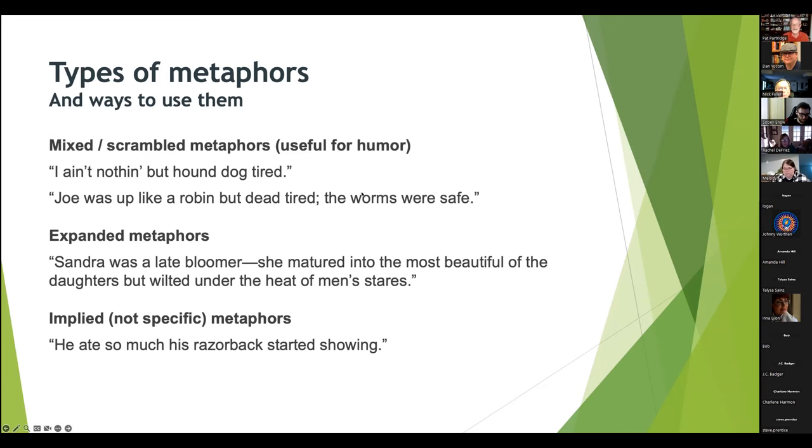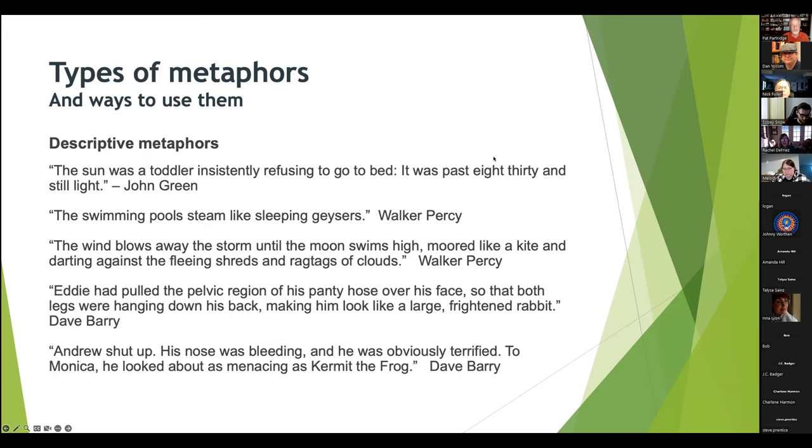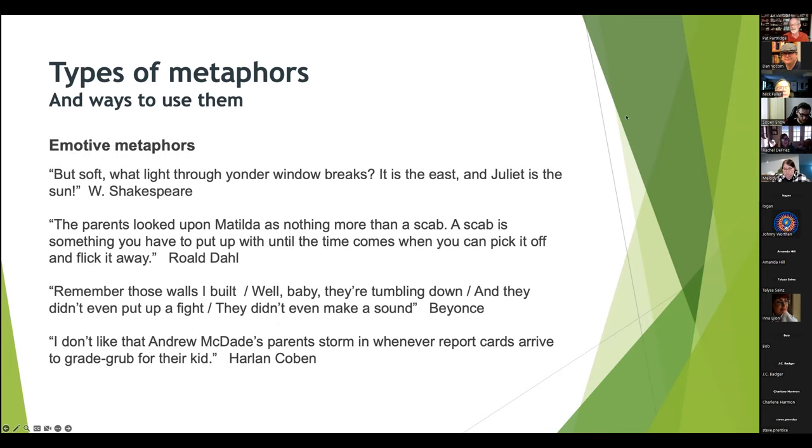Okay, why is my screen complaining about changing screens? Okay, so this group I called emotive metaphors, and I use some well-known ones here as well as some other writers.